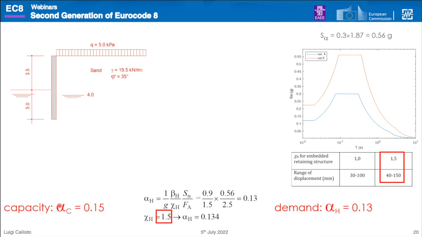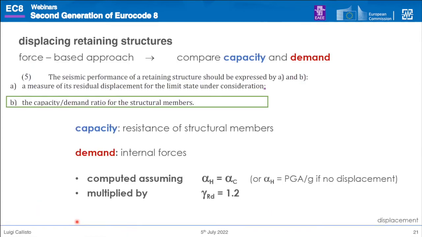I have a smaller capacity, which I recalculated with the spreadsheet, but I also have a smaller demand because I am accepting larger displacement, and therefore my k value is 1.5. And again, the demand is lower than the capacity, and my verification is satisfied. A final check that we must make is about the internal forces in structural members.